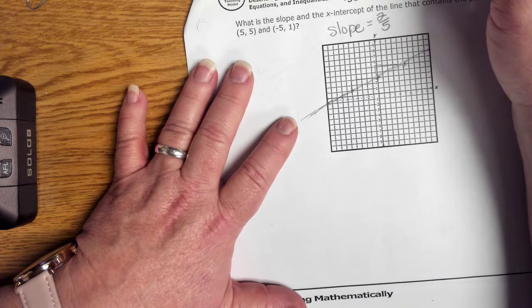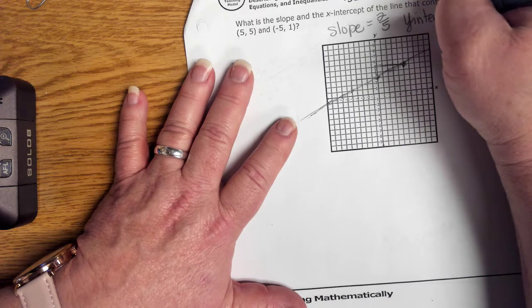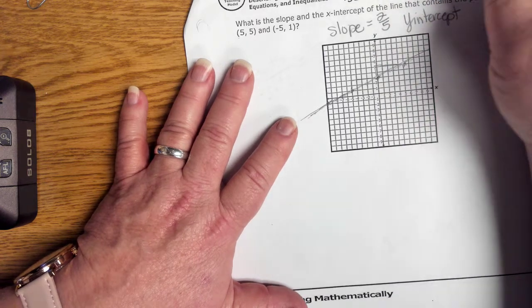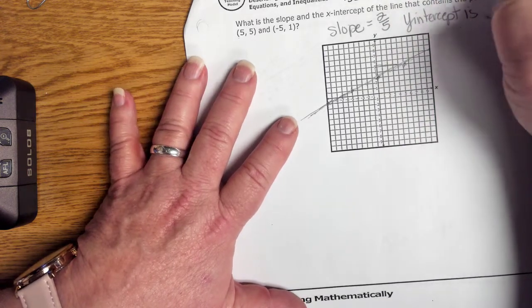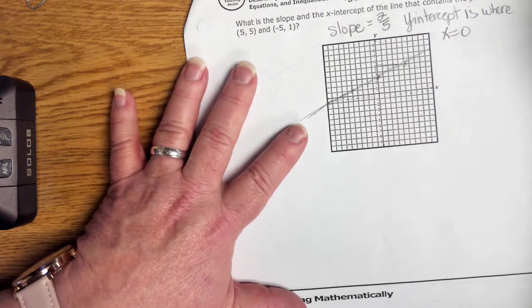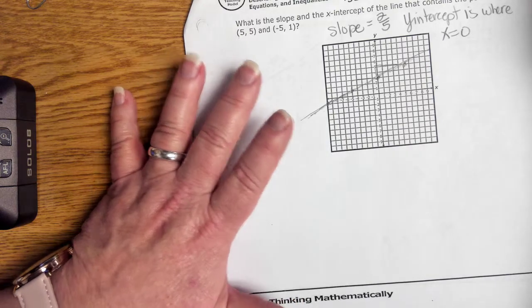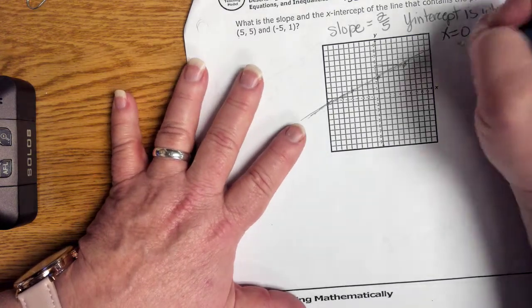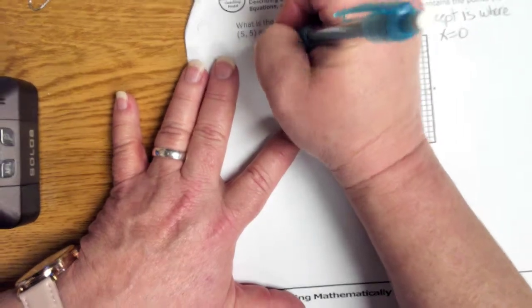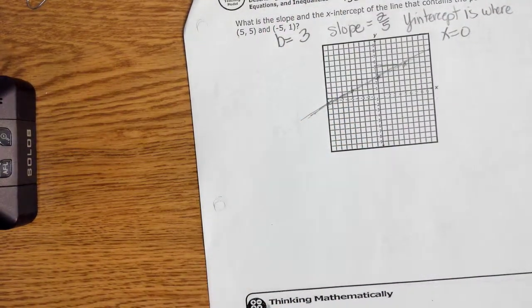Okay. We know where the y-intercept is, right? Because the y-intercept is always where x equals 0. So the y-intercept is what? Where we cross, it's 3. So our y-intercept is 3. So that's our b value, right? Everybody knows that? That's the y-intercept.